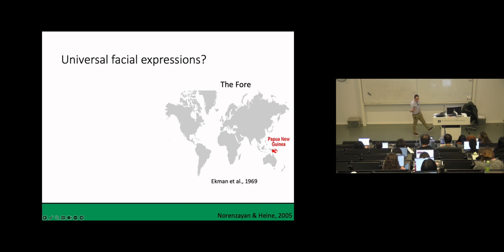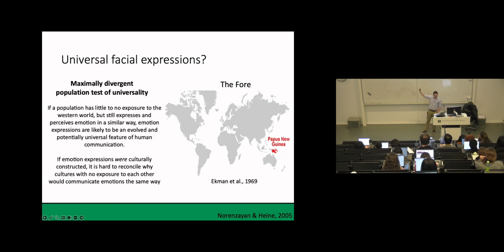And as we mentioned before, the way that people often test if emotion expressions are universal is something called the maximally divergent population test of universality. So I'm about to put a lot of text on the screen. I apologize in advance, but it is an important definition.